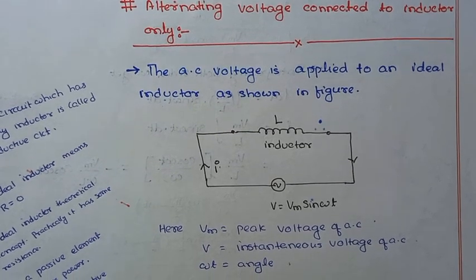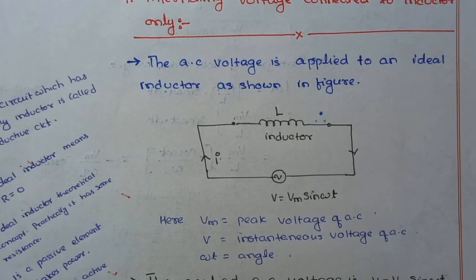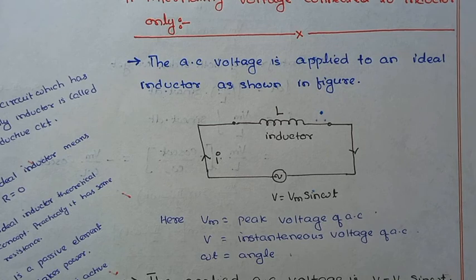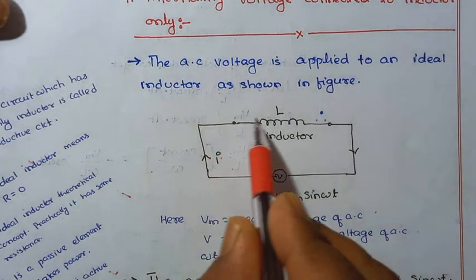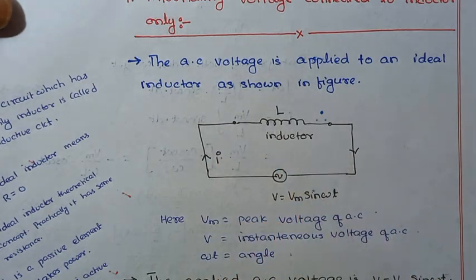But ideal inductor is theoretical concept. Practically, it has some resistance. ठीक है. So inductor is a passive element. It takes power, and voltage source is a active source. It generates power. Now this is the closed circuit. Therefore current is flowing in the circuit.